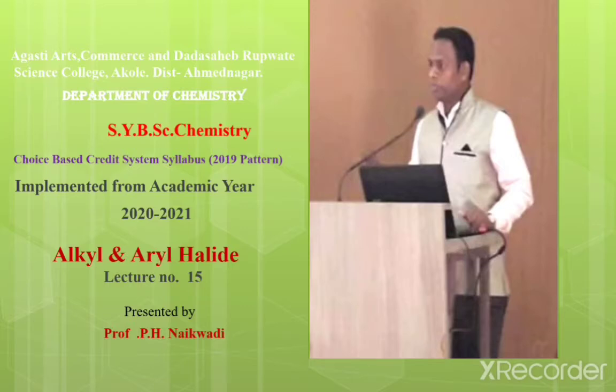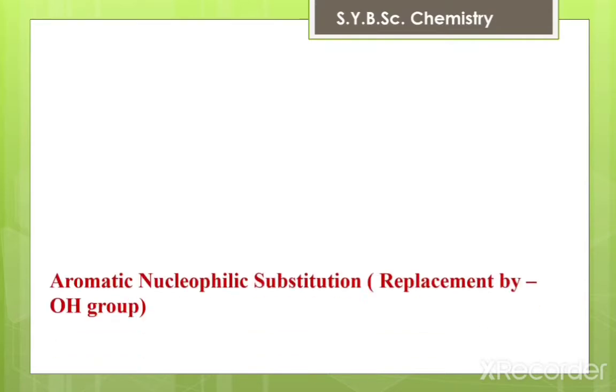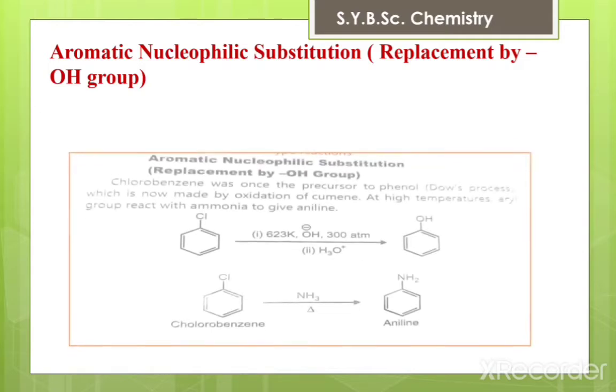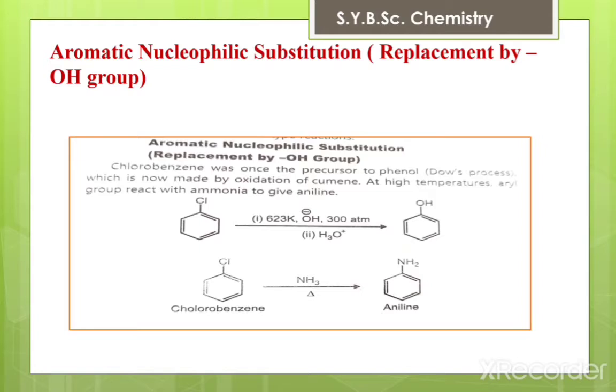Today we will start the remaining part of alkyl and aryl halides, in which aryl halide, this is lecture number 15. First we discuss aromatic nucleophilic substitution, in which there is replacement by hydroxyl groups. Friends, chlorobenzene is converted into phenol. Such a process is known as the Dow process, and phenol is now made by the oxidation of cumene at high temperature.